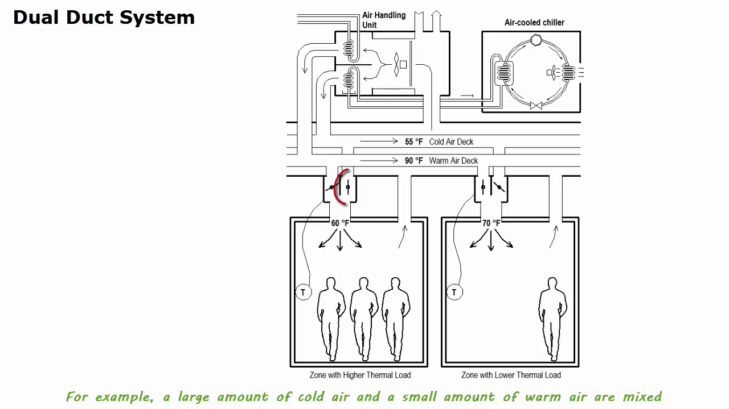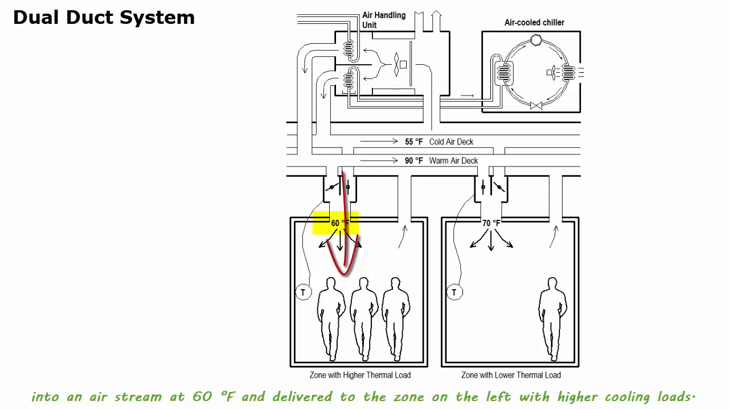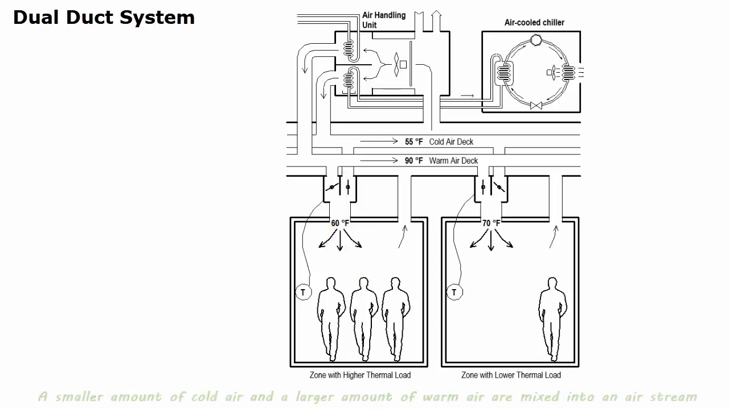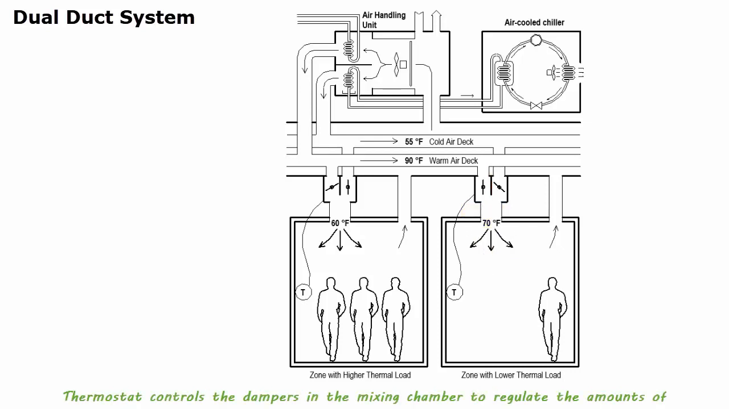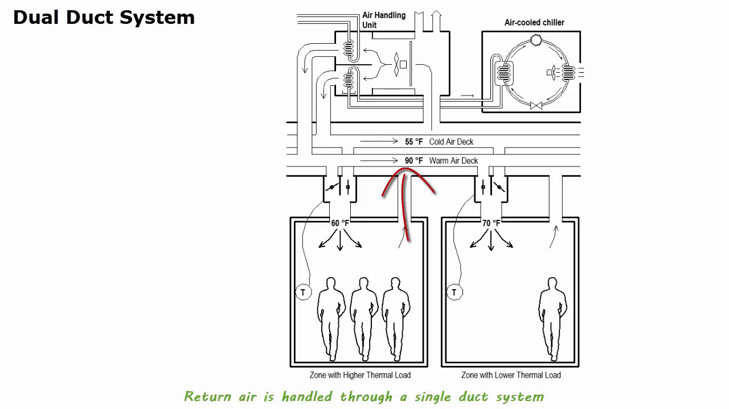For example, a large amount of cold air and a small amount of warm air are mixed into an airstream at 60 degrees F and delivered to the zone on the left with higher cooling loads. A smaller amount of cold air and a larger amount of warm air are mixed into an airstream at 70 degrees F and delivered to the zone on the right with lower cooling loads. Thermostat controls the dampers in the mixing chamber to regulate the amounts of cold and warm air being mixed. Return air is handled through a single duct system or through a ceiling plenum, such as in this example.